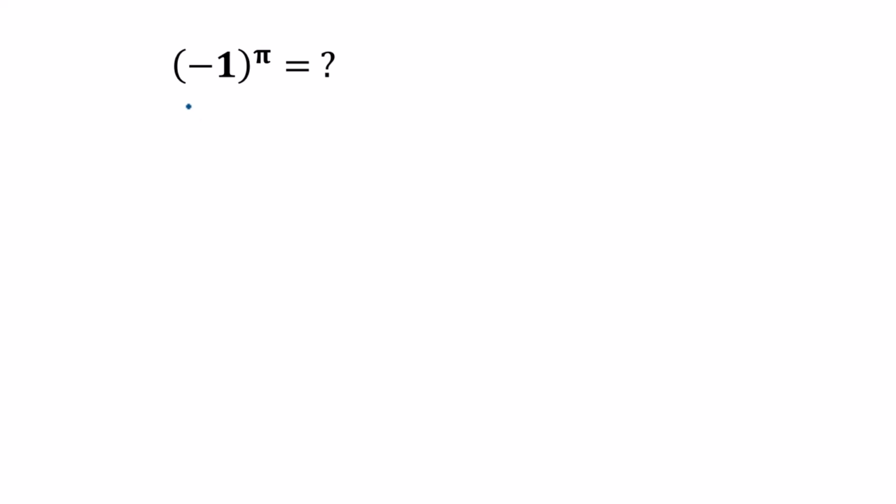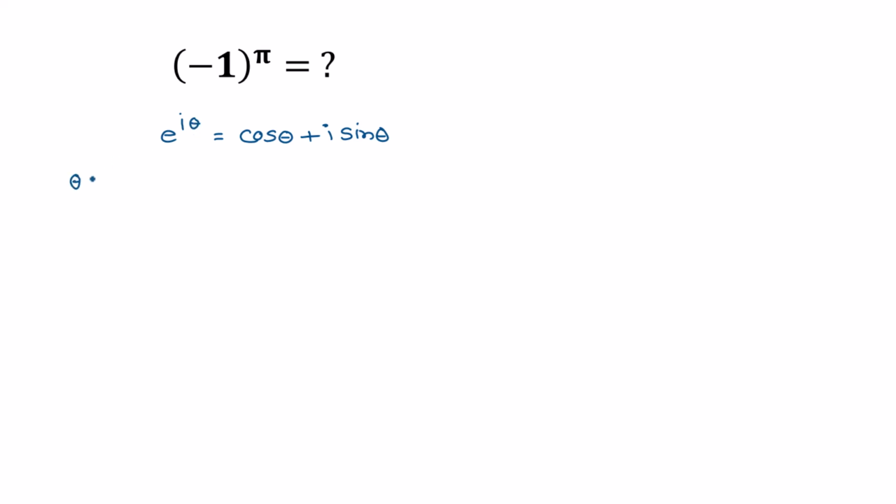Hello everyone. In this video, I am going to show how to find the value of -1 to the power of pi. From Euler's formula, we know e to the power i theta is equal to cos theta plus i sin theta. Now substitute this theta as pi.